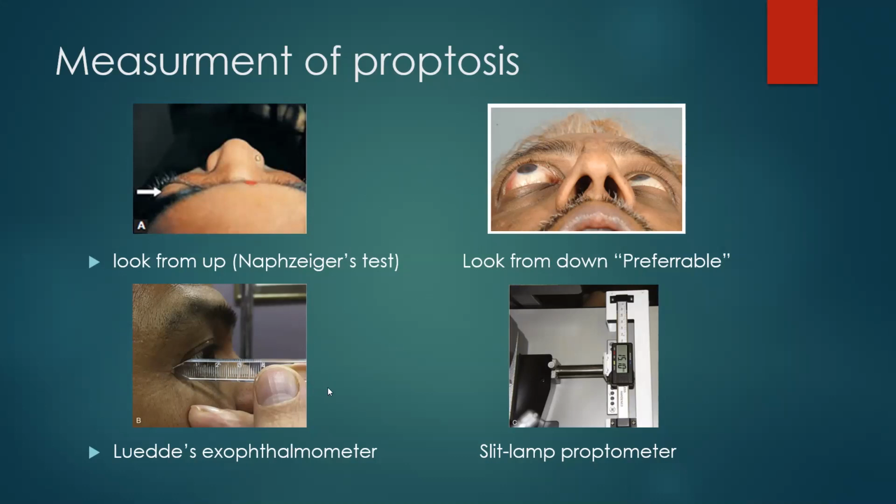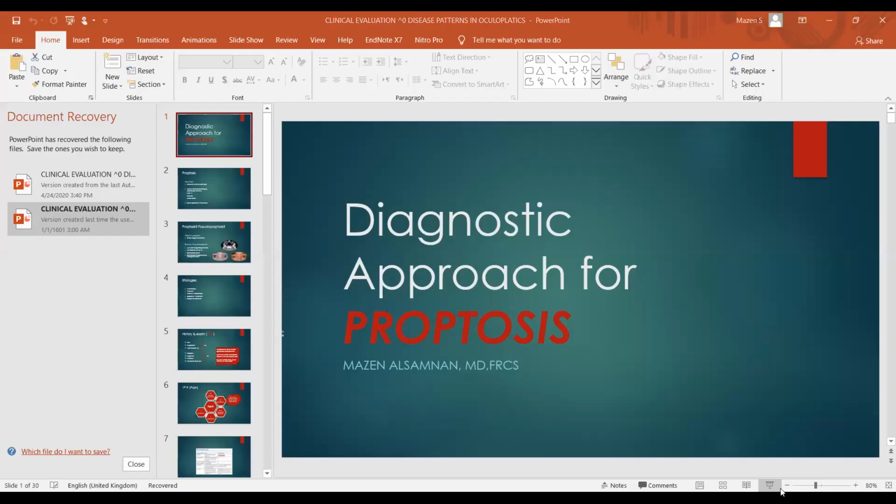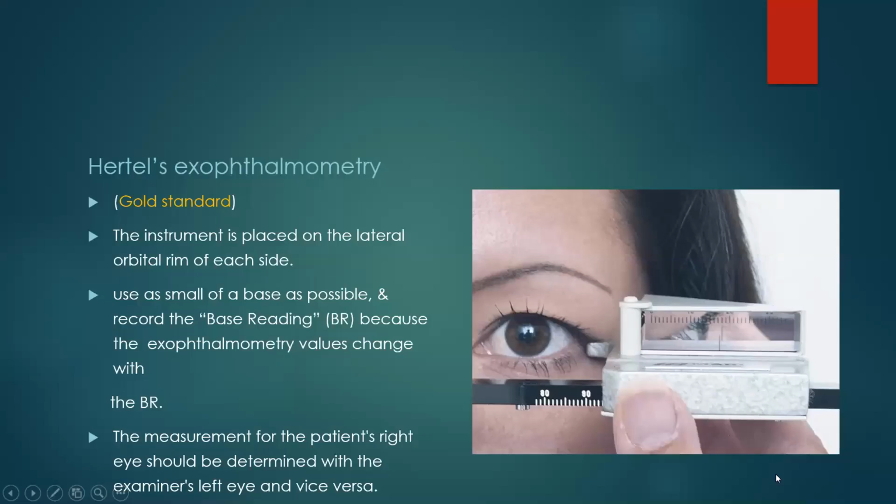There are other tools for checking proptosis, like the Luedde exophthalmometer, but this one has inter-examiner variations. It's difficult to standardize. Another one is called the slit lamp proptometer also. Of course, the gold standard is the Hertel exophthalmometer.